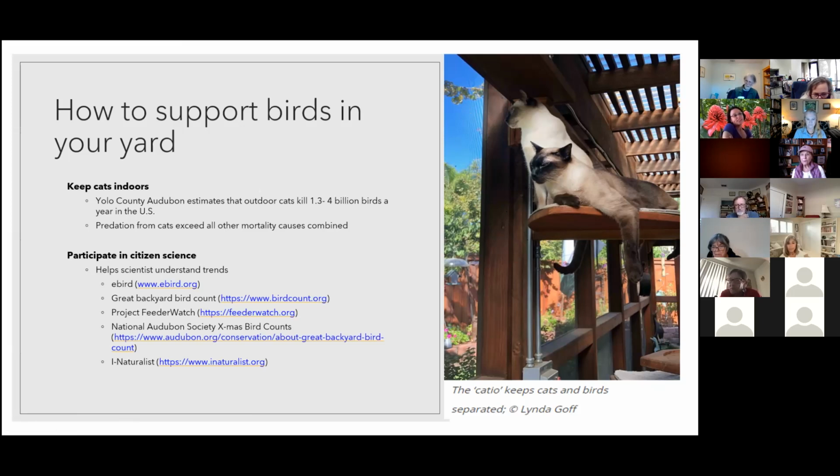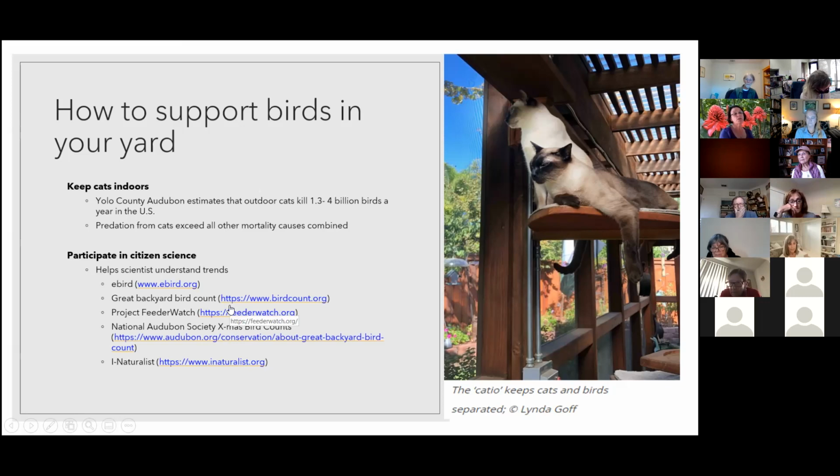Another thing that is nice to do is to participate in citizen science. If you observe this wildlife in your yard, whether that be lizards or insects or birds, it's nice to report on it because it helps scientists understand trends in our backyards and in nature in general or in a specific region. There are different platforms where you can report what you see, or you can even upload pictures, such as on iNaturalist. You can take a picture of a bird and upload it there and say, what is this? And somebody will identify it for you and get back to you.